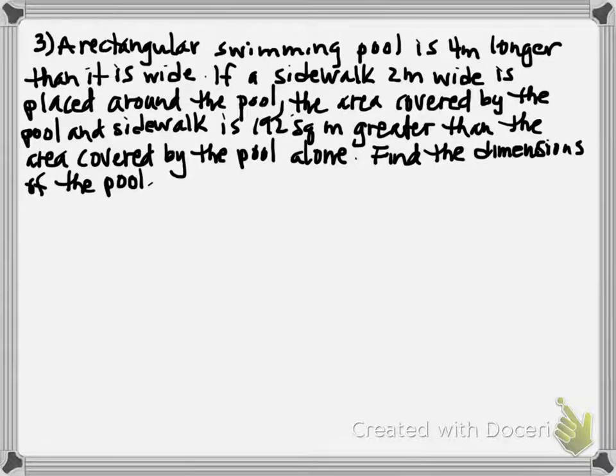Okay, so let's draw a picture of this. And it's kind of like the last one. I'm going to just change up the picture a little bit. And there's our swimming pool. And again, I read that first sentence, trying to figure out who's mentioned last. And it says, rectangular swimming pool is 4 meters longer than it is wide. So width is going to be our x. And the length is going to be longer than, so that means we're going to add the 4.